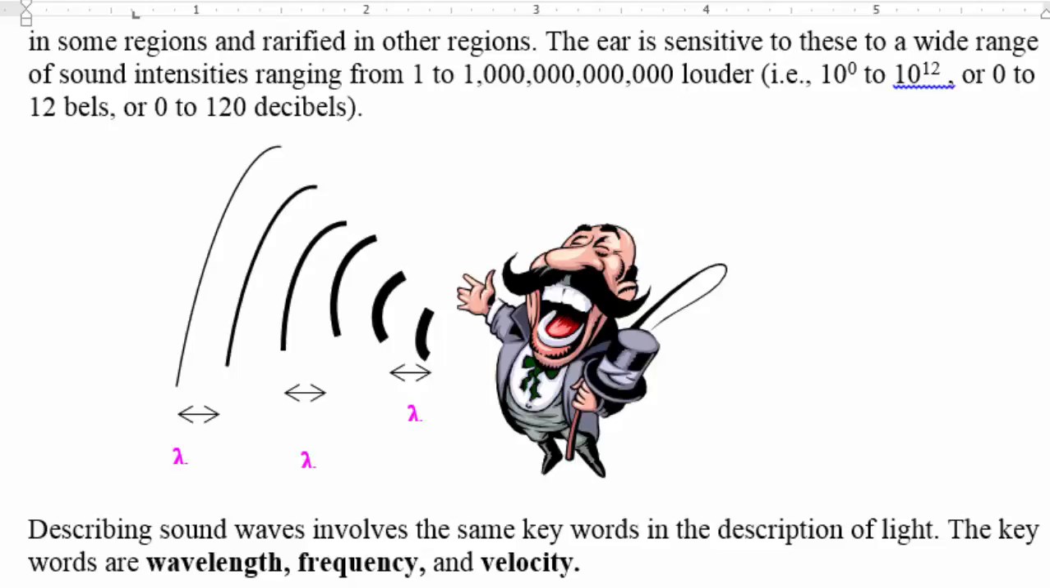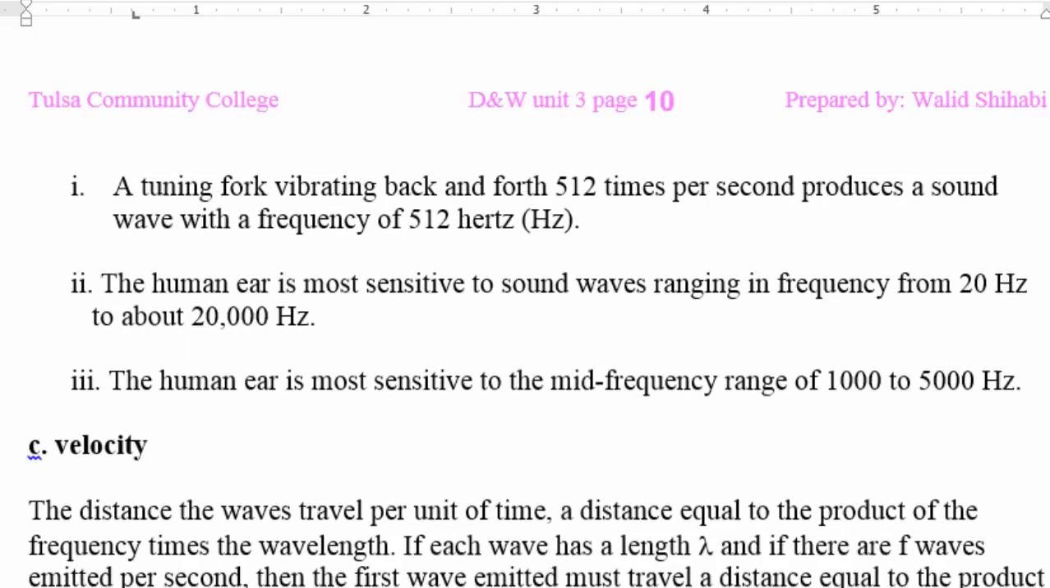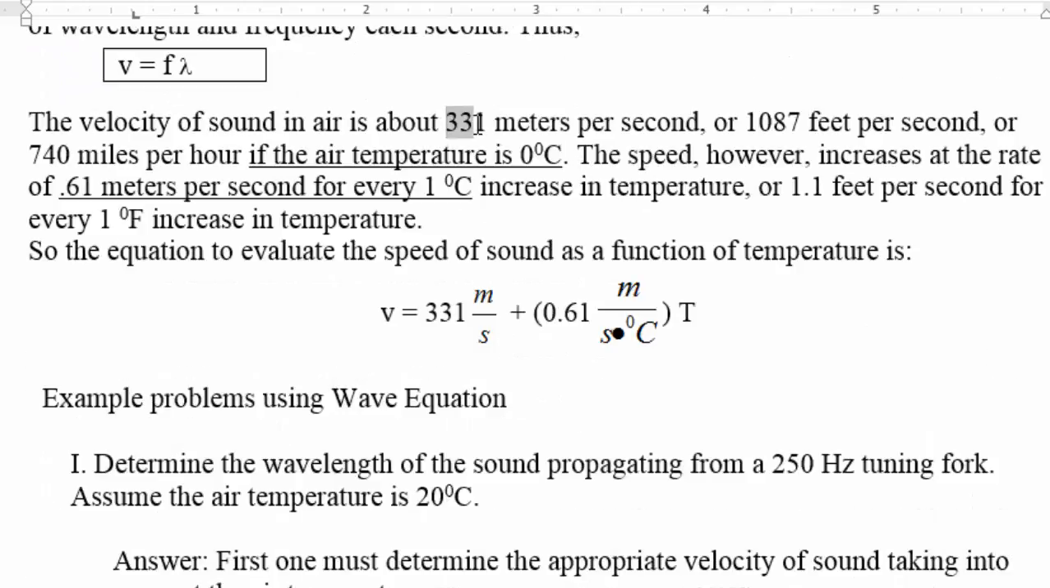Sound, on the other hand, requires a medium, and the temperature of the medium will determine its speed, because the higher the temperature, the higher the thermal kinetic energy of the particles of the medium. And when the thermal kinetic energy is high, sound will move faster. It was found that the speed of sound at 0 degrees Celsius is 331 meters per second, which is around 1087 feet per second, or 740 miles per hour.